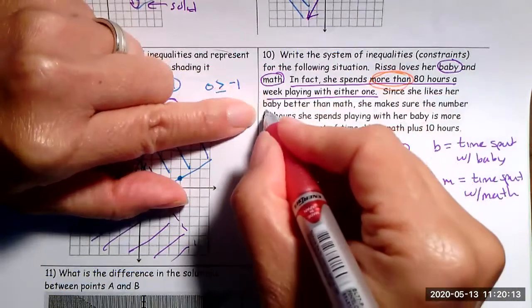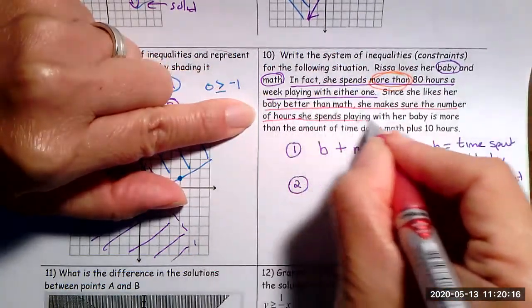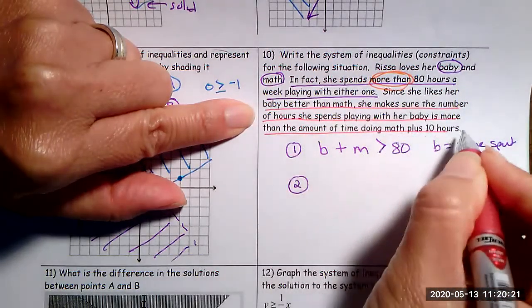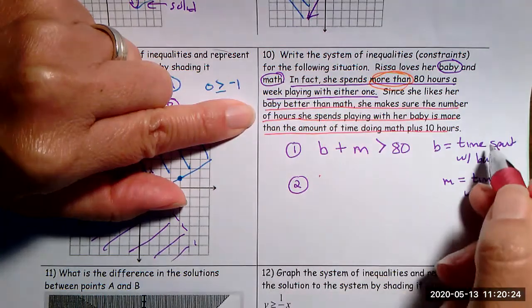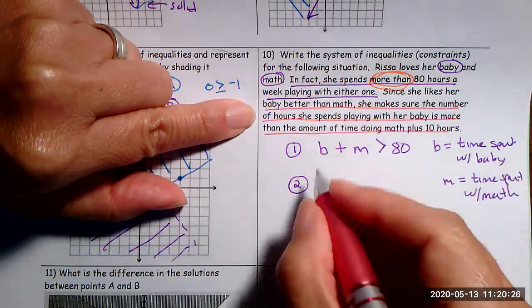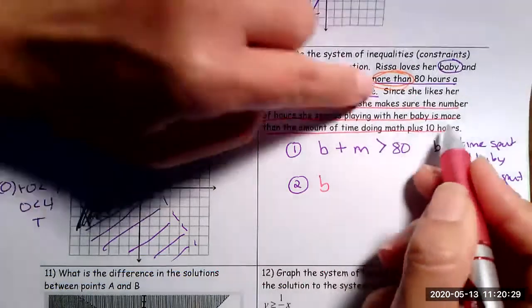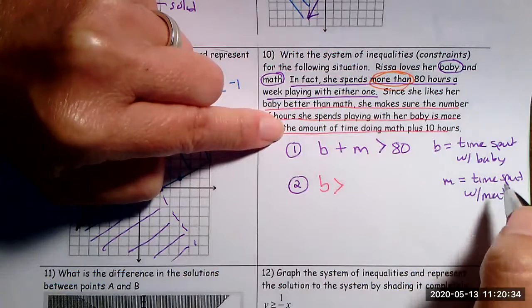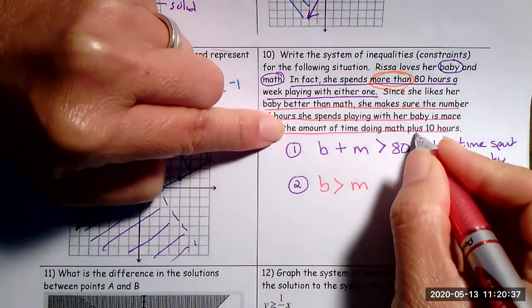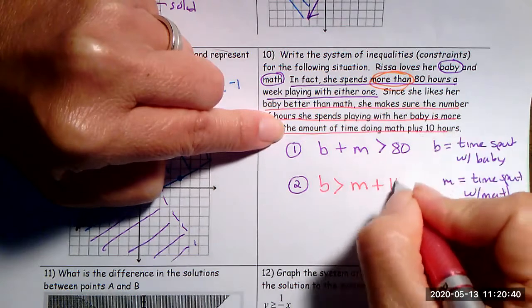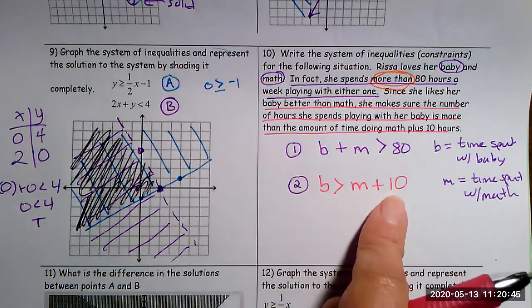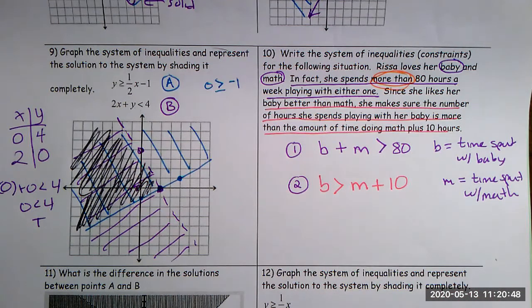Since she likes her baby better than math, she makes sure the number of hours she spends with her baby is more than the amount of time doing math plus 10. So we can literally just read it. Time spent with baby is more than the amount of time spent doing math, and they tell me what symbol to write, plus 10. So the time spent with the baby is more than math plus 10. And that's it. You don't have to do anything with it. We just wanted you to graph it or just write them out.